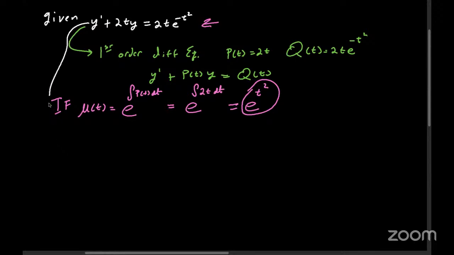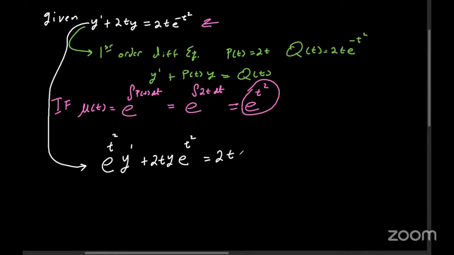So what happens there? Well, in that case, you'd have e to the t squared y prime plus 2t y e to the t squared equals 2t e to the negative t squared, that's the original, times e to the t squared. Well, on the right hand side, I'm noticing I have e to the negative t squared, positive e to the t squared. When you add those exponents, that's just going to equal 0. So that's e to the 0. So that's 2t.